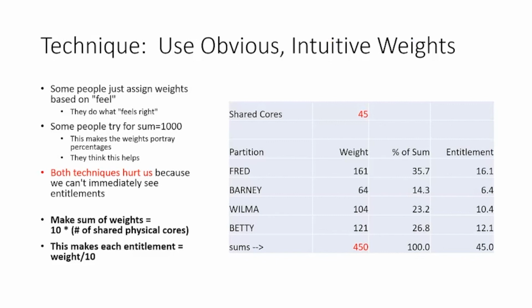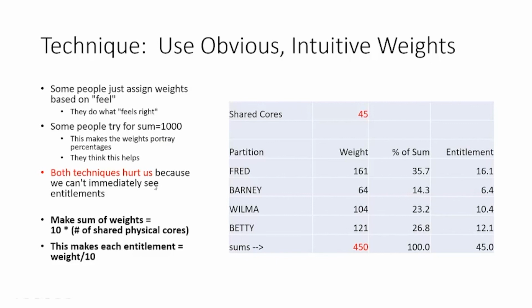Some people try for the sum of the weights to add up to some interesting cardinal number like 1,000. That makes the weights portray percentages of the shared power pool, like I showed on the pie chart a way back. People who make the sum equal to 1,000 or 100 or what have you think this is helping them, because they can look at the weights and see the percentage of the shared power pool that the partition is allowed to use whenever it wants. In other words, the weight portrays the percent.